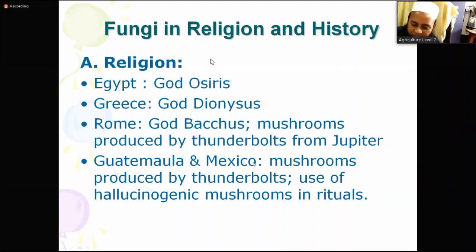In Guatemala and Mexico, they use some mushrooms which are actually narcotic. They believe that mushrooms are produced by thunderbolt, and they use hallucinogenic mushrooms in rituals. They have some spiritual, religious activity. There they eat hallucinogenic mushrooms, that means mushrooms which cause addiction, which are narcotic. That type of mushroom they eat in some rituals.